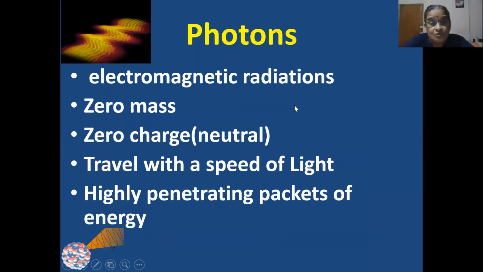What are photons? They are electromagnetic radiations of zero mass, zero charge. They are neutral, travelling with the speed of light, and are highly penetrating packets of energy.